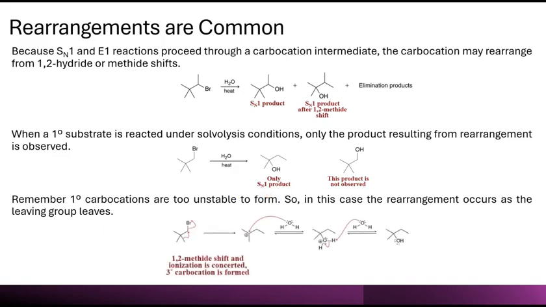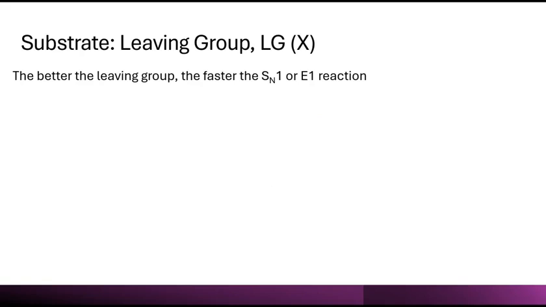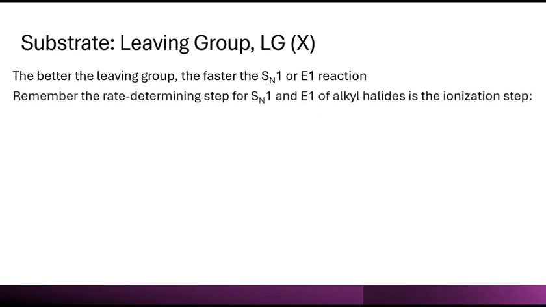1,2 methyl shifts and ionization is concerted. In this scenario, the tertiary carbocation is formed, resulting in the SN1 product. Substrate, leaving group, Lg or X. The better the leaving group, the faster the SN1 or E1 reactions are.